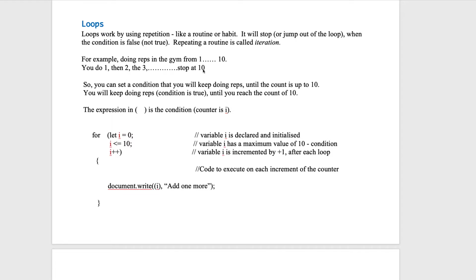So this is your condition to stop at 10 every time you do your reps. So you can set a condition that you will keep doing reps until the count is up to 10. You will keep doing reps because the condition is true until you reach the count of 10. Then when you reach 10, you stop what you're doing.